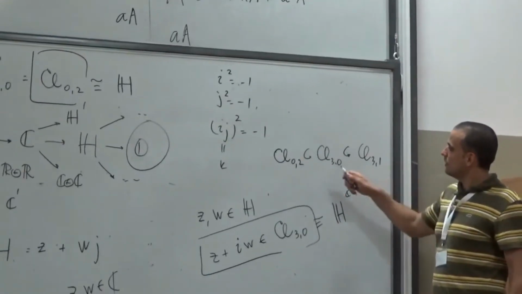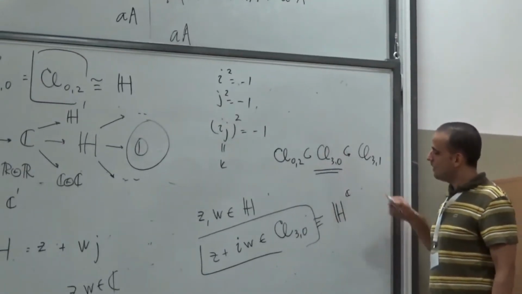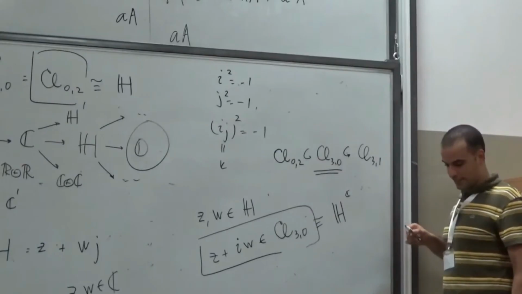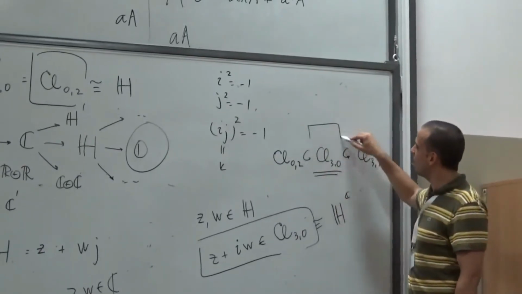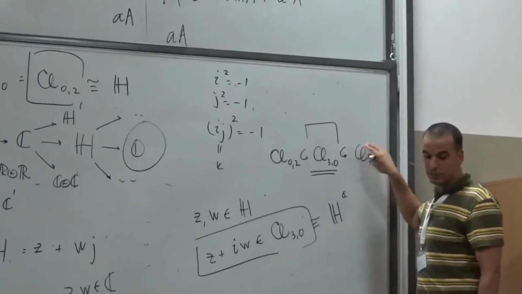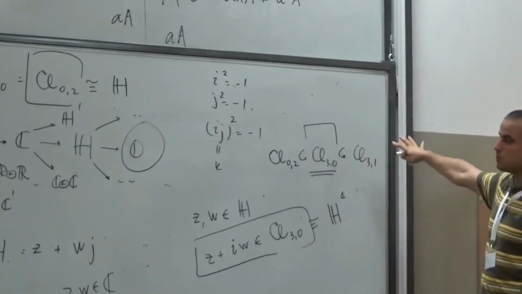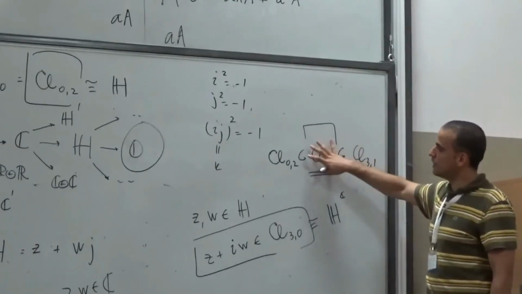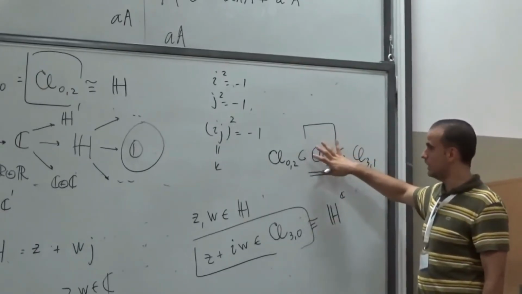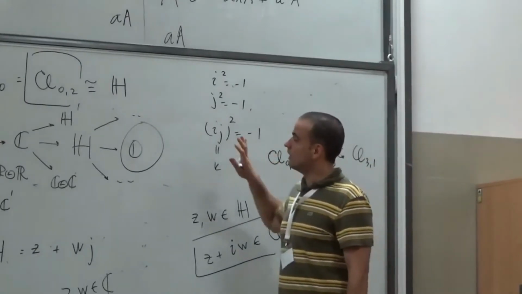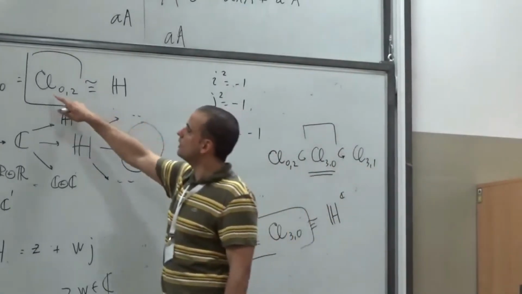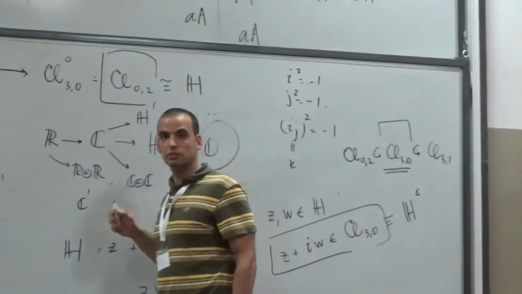But this is for the next lecture. This is how you construct isometries in some space from the even subalgebra. Okay, this is for the next lecture. But now, how do you construct isometries from quaternions? How do you construct rotations from quaternions?